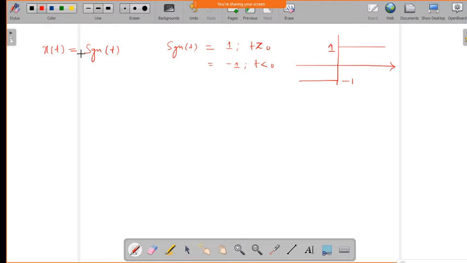Try to use the properties again to find it, or you can directly use the Fourier transform of the value 1 which we found. Or you can use other properties, the time differentiation property, and you can find the Fourier transform of this one.